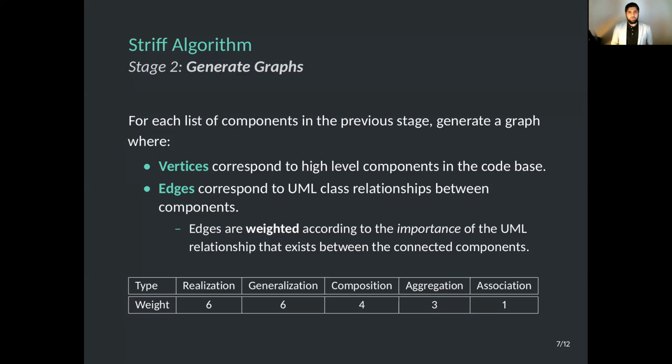Stage two is to generate the graphs. Now we generate a graph where the vertices correspond to high-level components in the code base, and edges correspond to the UML class relationships between components. You could imagine that in the original code base, if class A implements interface B, then in this new graph we have two vertices that represent class A and interface B respectively, and they're connected by an edge which has a weight of 6. The reason it would have a weight of 6 is because we're weighing all the edges in this graph according to the importance of the UML relationship that exists between the connected components.